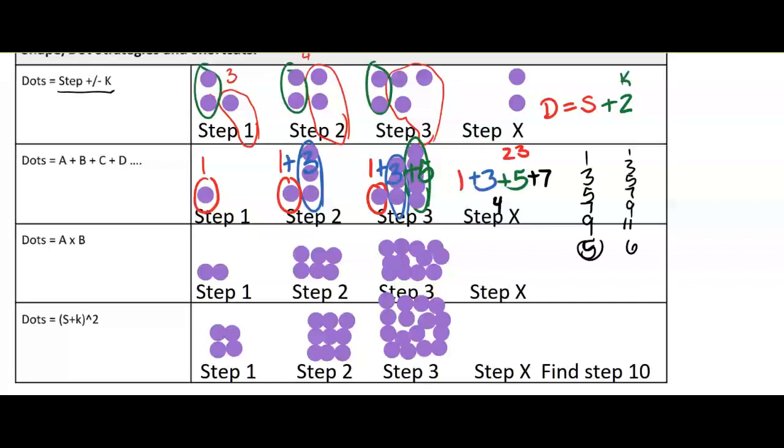I don't have to draw a zillion dots. I don't need to try to find a pattern in the total number of dots. I can see the pattern in the pieces. And then when I find that, I can add some of them up to get the total. So that's my A plus B plus C plus D. And I will only give you, for dots, one of these kinds of patterns. I'm not going to throw something at you from left field.